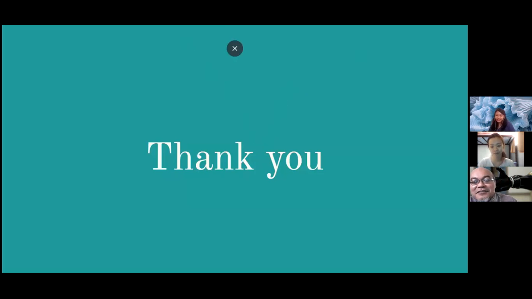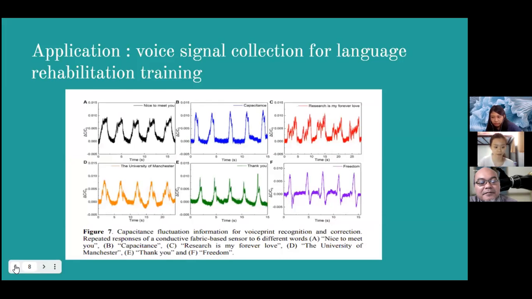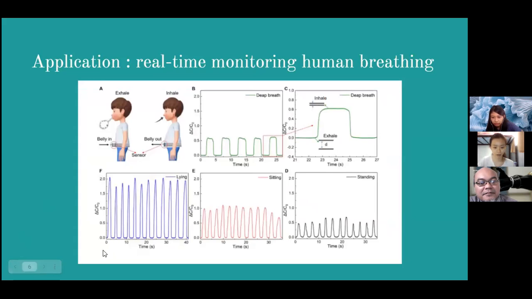One question: why, when the person is lying, is the amplitude of the signal higher than when standing? I just showed it. Lying and standing. The breathing.